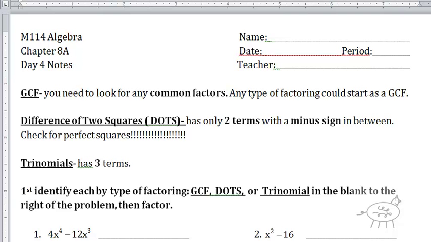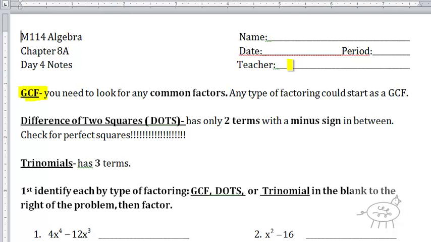So let's review the 3 different kinds of factoring we've been talking about. The first kind is GCF. You look for the greatest common factor. Remember, you look for the smallest exponent for a variable; every term has to have that variable. And then you look for the largest number that goes into all terms, the greatest common factor. That's the first thing.